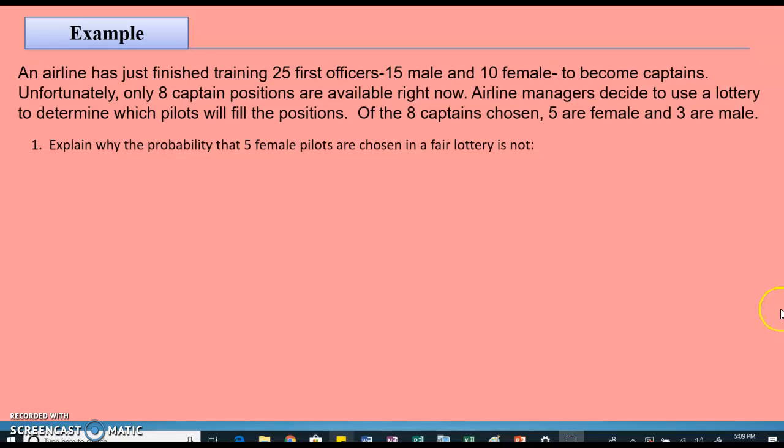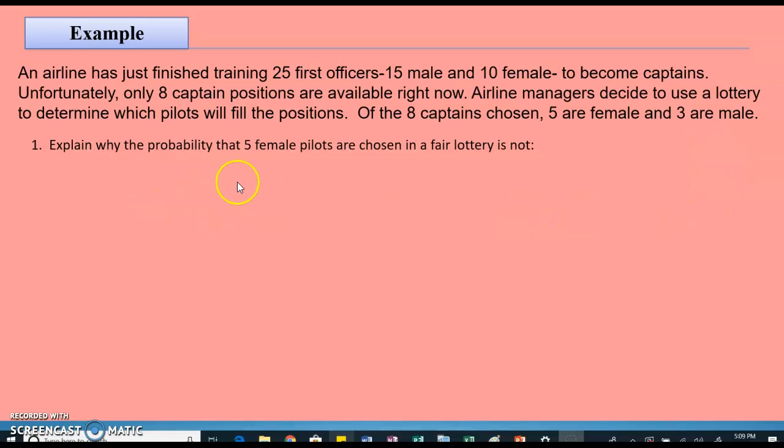Okay, the last one to talk through: an airline finished training 25 first officers, 15 were male and 10 female, and they want to become captains. Unfortunately, only 8 positions are available. The airline managers decide to use a lottery to determine which pilots will fill the positions. Of the 8 captains chosen, 5 of them were female and only 3 were male.